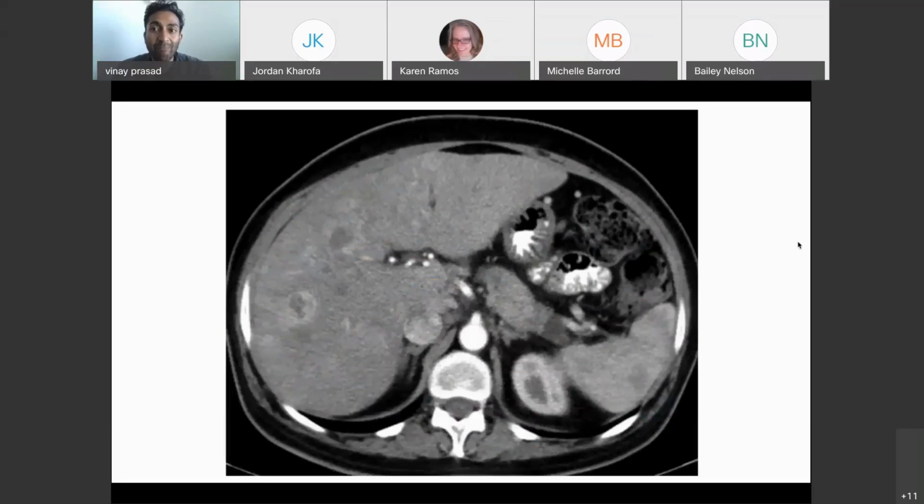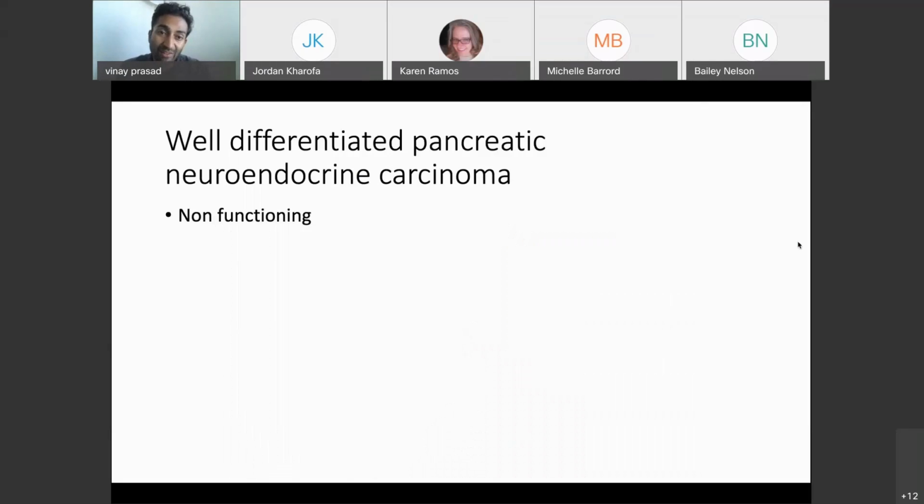I think many of you, especially since you're all radiation oncologists, spend a lot of time looking at imaging. I think it's all obvious here. The head of the pancreas is enlarged and there are a couple of liver lesions. The wizards in IR were able to stick a needle into it and they biopsied one of the liver lesions and it came back as well-differentiated pancreatic neuroendocrine carcinoma, a non-functioning PNET tumor.